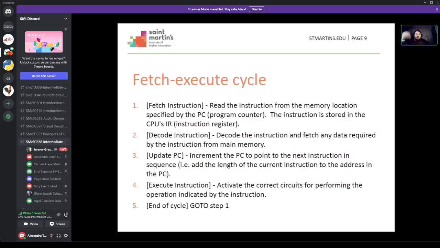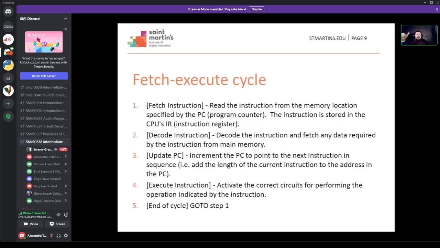We try to understand what data, if any, is required, and we retrieve that from memory. Once we've decoded our instruction, so we know what we're going to do, and we know upon which data we're going to apply that operation, we then update our program counter. Now, our program counter is going to point to the next instruction within the sequence. Usually, we take the length of the instruction that we've just read, and add it to the address of the program counter that we've just read.